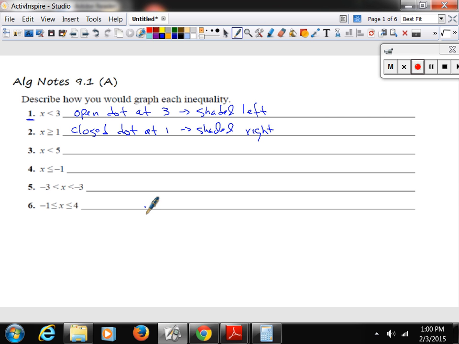Number 3. It'll be open dot to the left. Open dot at 5 and to the left. Good. Open dot at 5, shaded left.